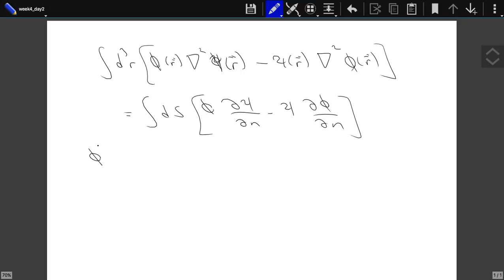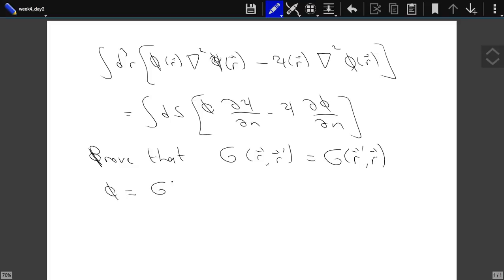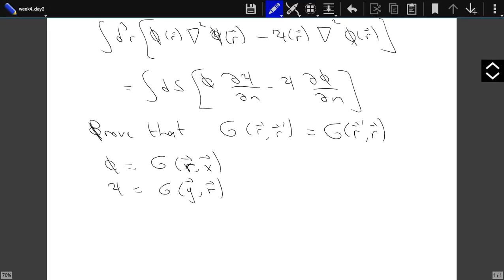And if you take phi to be, let's say, to prove that g of r prime r is equal to g of r r prime, what the book does is it just takes phi to be g of, let me give it different names, some x and r, that is g(r, x), and psi to be g(r, y). These are all vectors. And then it also assumes the Dirichlet boundary conditions so that phi is equal to psi is equal to 0 on the boundary.